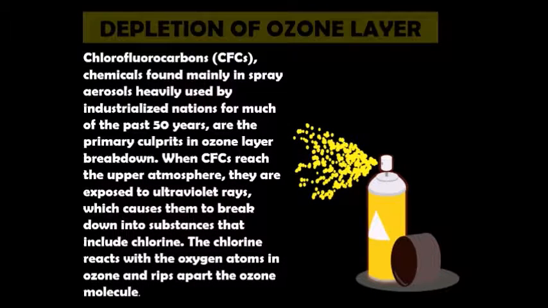When CFCs reach the upper atmosphere, they are exposed to ultraviolet rays, which causes them to break down into substances that include chlorine. The chlorine reacts with the oxygen atoms in the ozone and rips apart the ozone molecule.